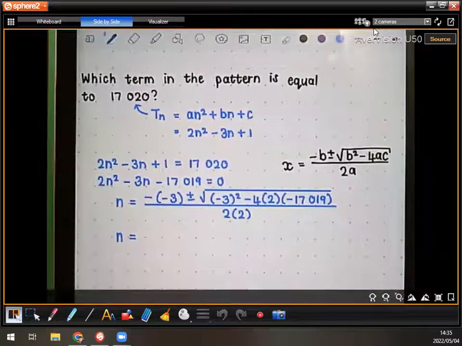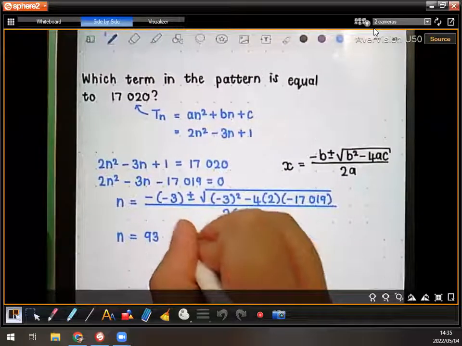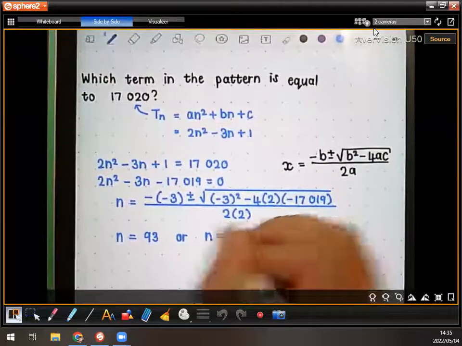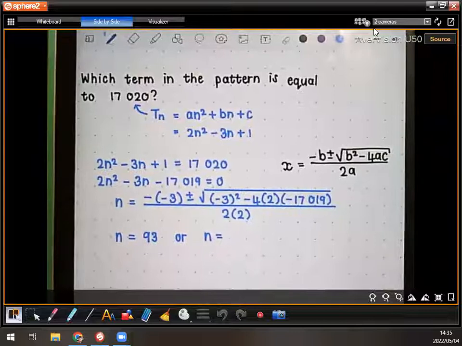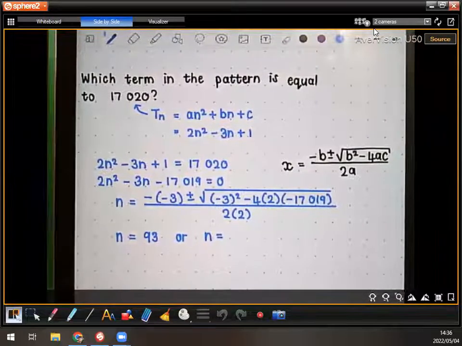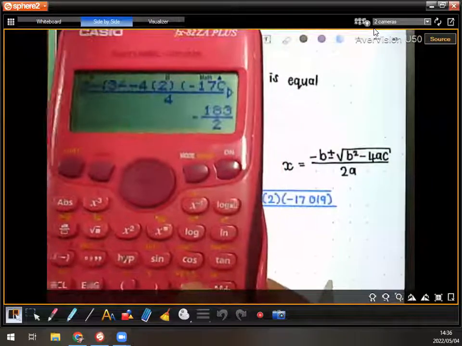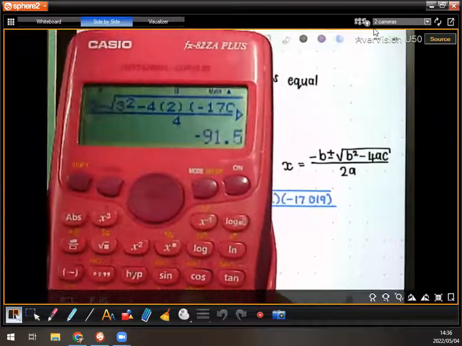Okay, I'm also just going to type it in quickly. Okay, so I'm getting 93 for my first answer. But remember, with the quadratic equation, you always get two answers, all right? So you do have to go back to your calculator and change that plus to a minus. And now, yes, a fraction, or you can change it to a decimal, negative 91.5.